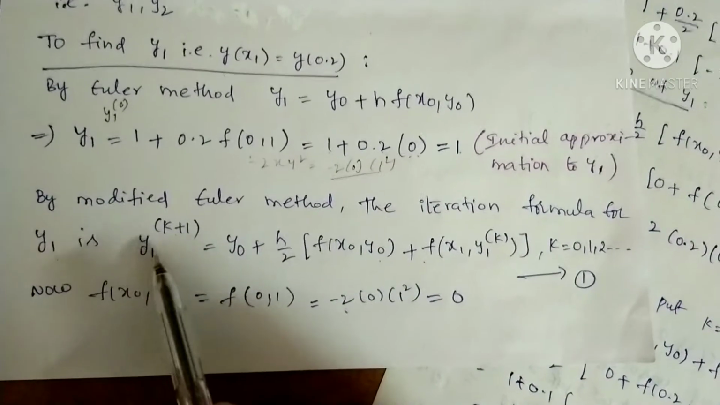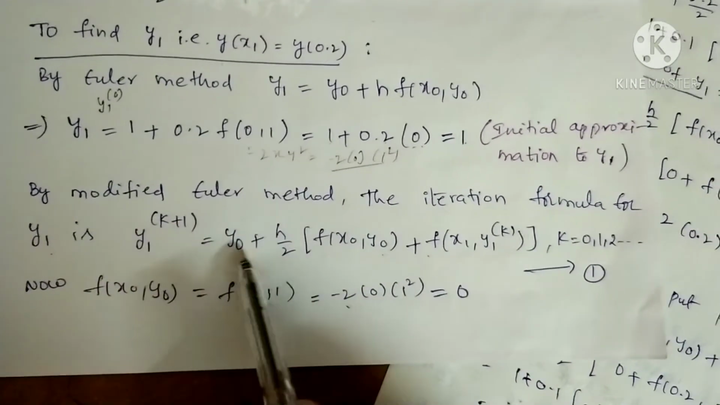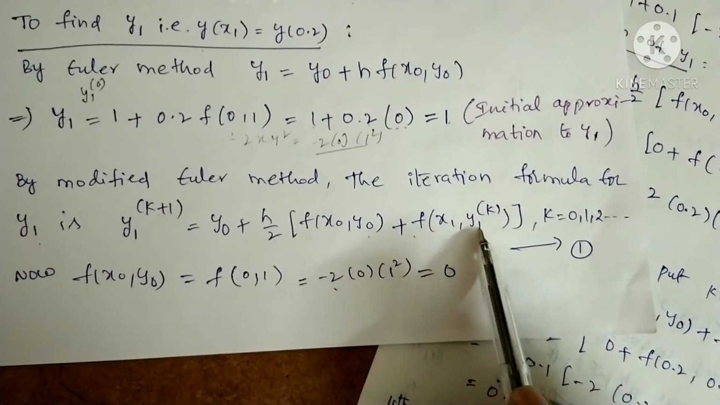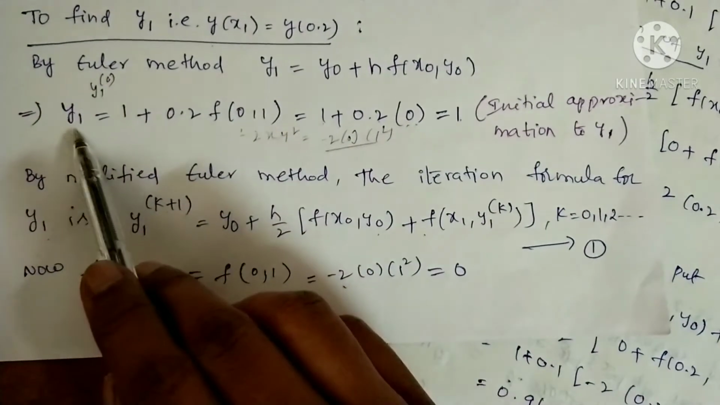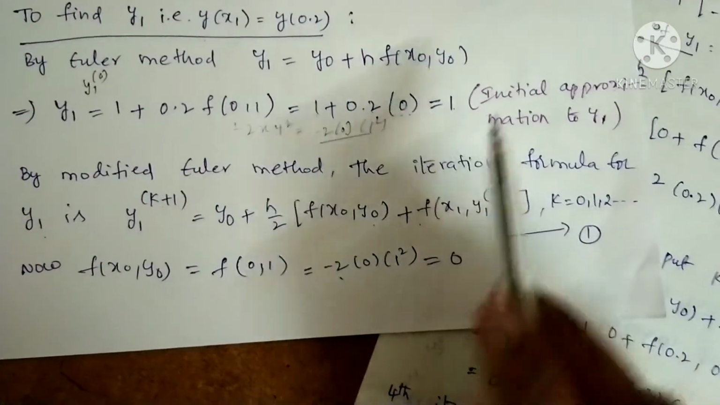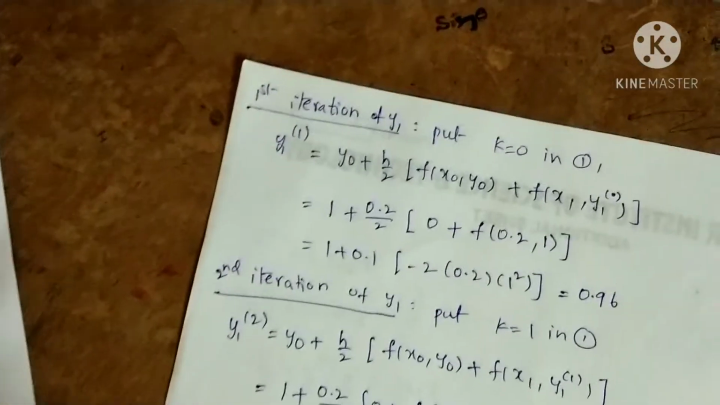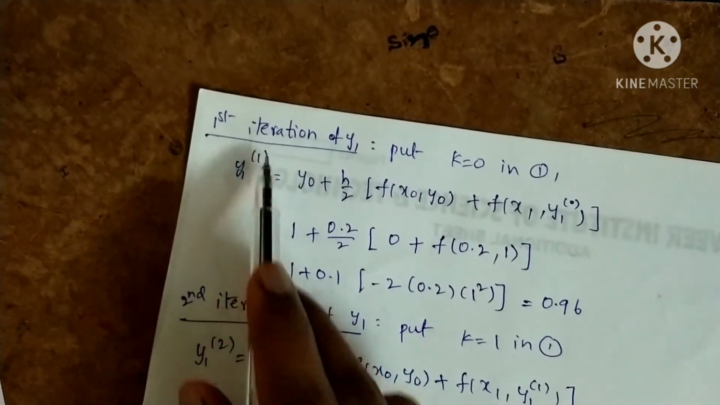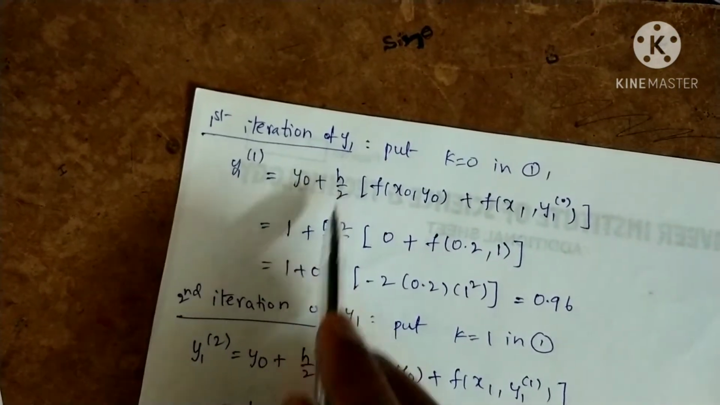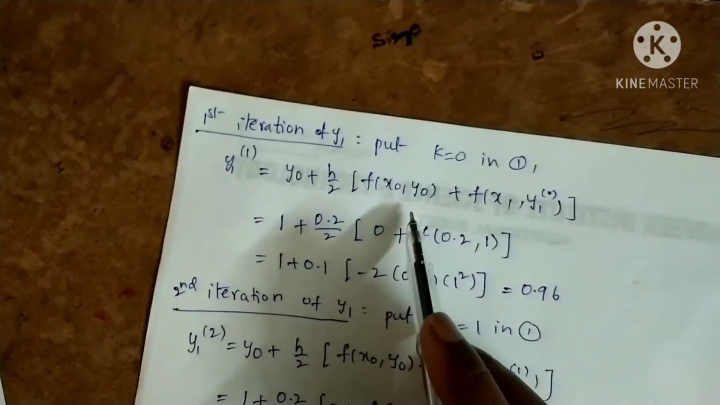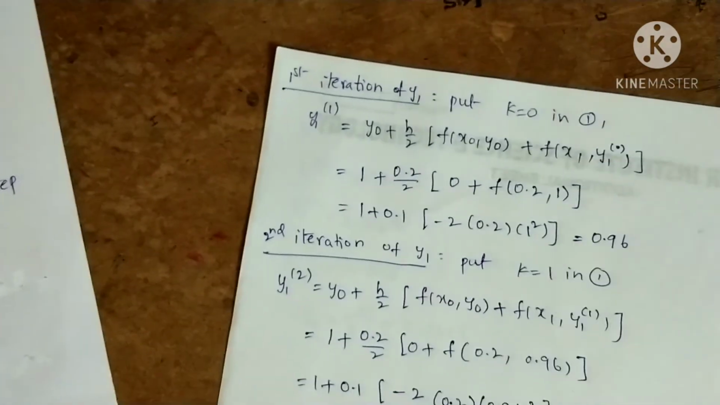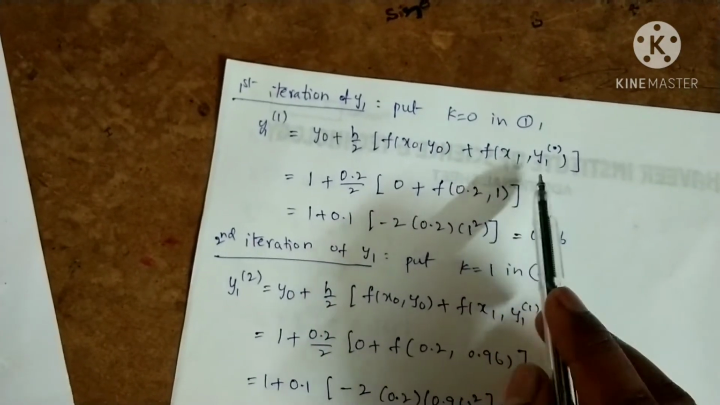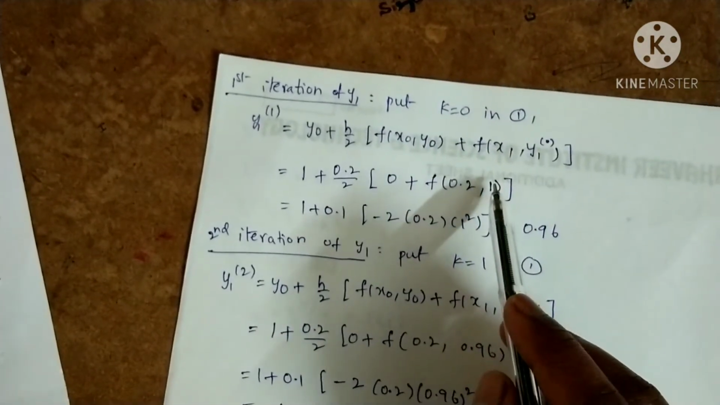For k equal to 0 we get that y1^(1) equals y0 plus h by 2 times f of x0, y0 plus f of x1, y1^(0). y1^(0) is nothing but our Euler value y1, that is 1. So if we use all the known data in this first iteration formula, we get y1^(1) equals 1 plus h, which is 0.2, by 2, f of x0, y0 is 0, plus f of x1 is 0.2, y1^(0), which is the Euler value 1.